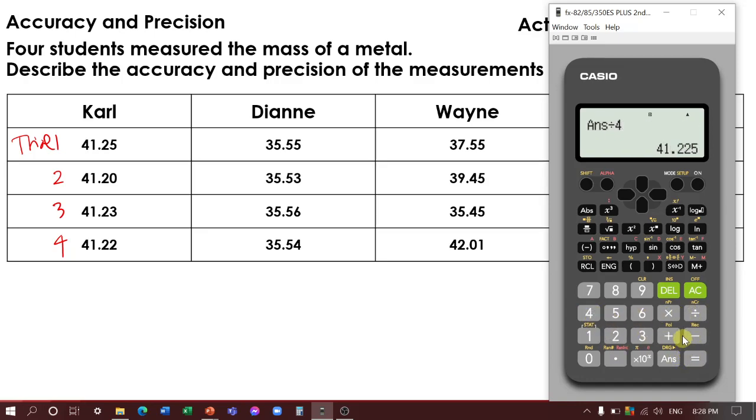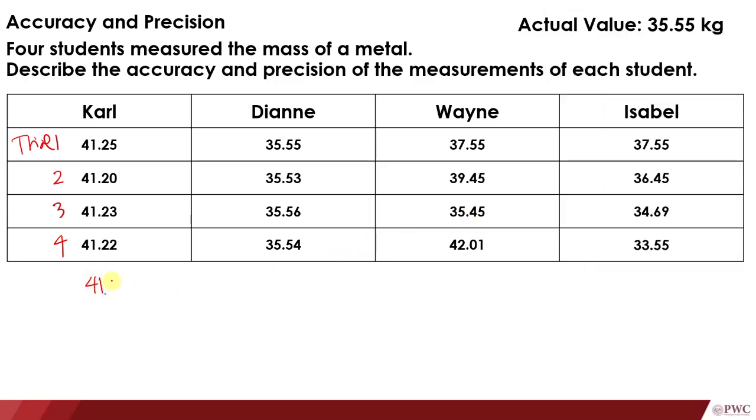The average is 41.23. As you see here, this measurement is very far from the true value, so it's not correct. So this measurement is not accurate. But as you see here, the measurements are consistent. The measurements are close to each other. So we can say this measurement is precise.